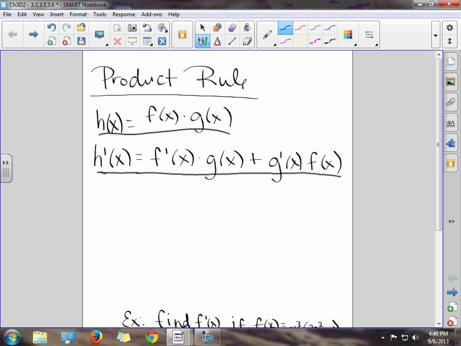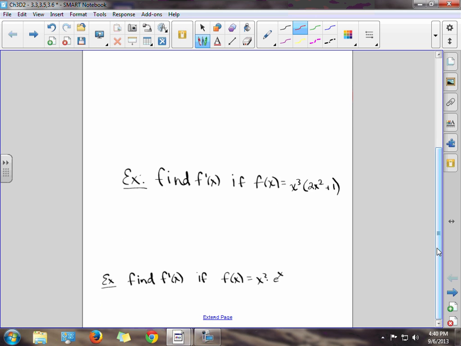for our two functions. Now, one thing you want to make sure that you remember is that unlike the limit, where you can distribute the limit to each piece you're multiplying together, derivatives don't work like that. So h prime of x is not equal to f prime of x times g prime of x. And we have to use this formula down here. So let's look at an example and I'll show you how the formula works.